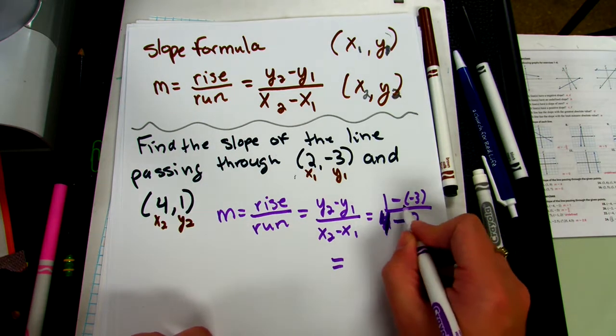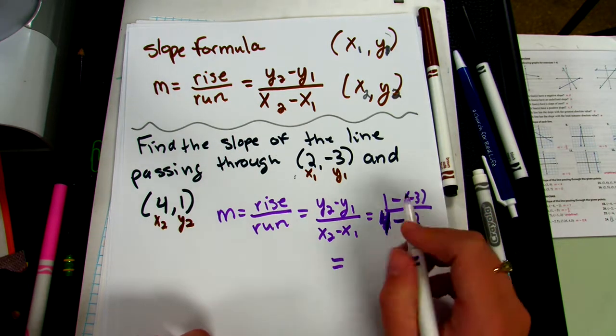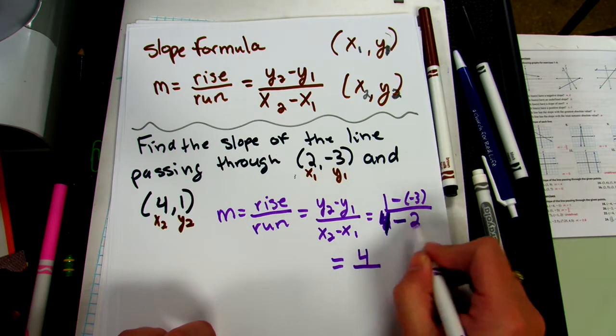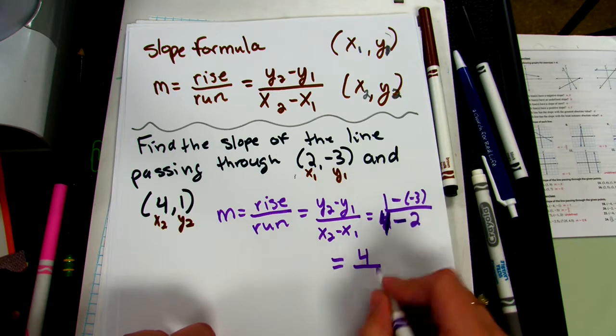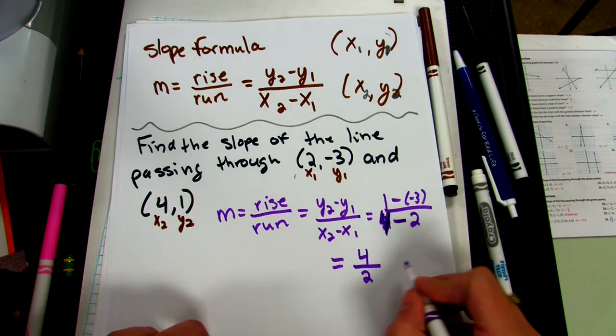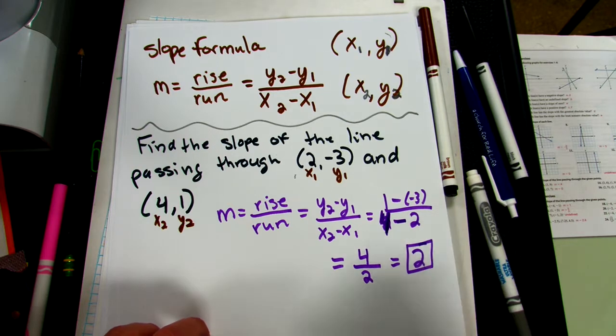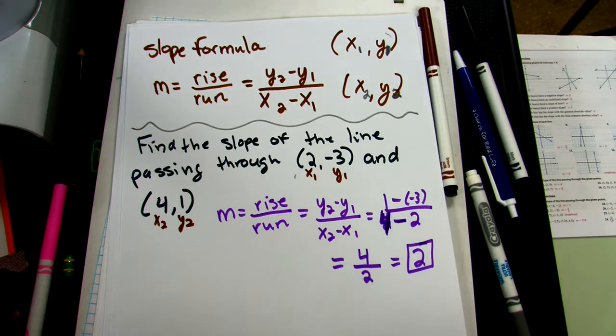So 1 minus a -3, that's really saying 1 plus 3, so that gives us 4, over 4 minus 2, which is 2, and then 4 over 2 reduces to 2. So the slope of the line passing through the points (2, -3) and (4, 1) is going to be 2.